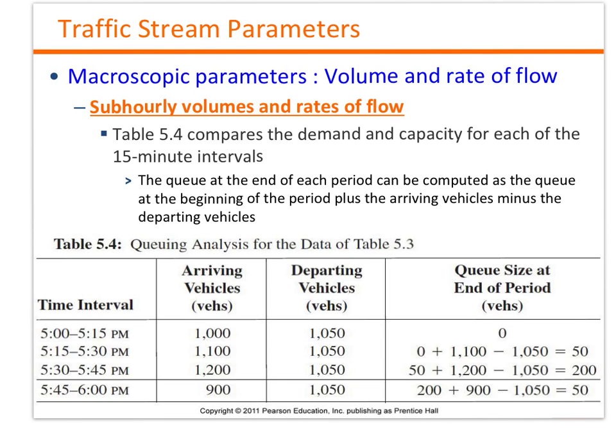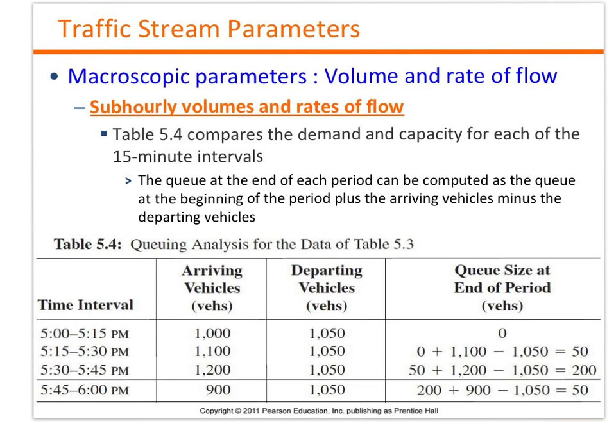Another look here at another table, the same intersection. Table 5.4 in your textbook compares the demand and capacity for each of the 15 minutes. As we said, even at the peak hour, the intersection might be really good for 15, 20, 30 minutes, and then the rest of the time might have issues. So let's take a look at this example, and now we're going to calculate the queue size at the end of each period.